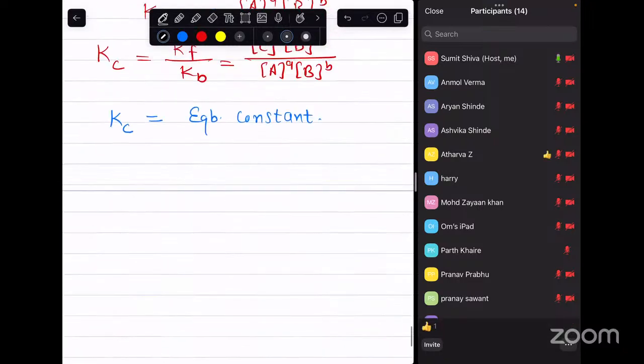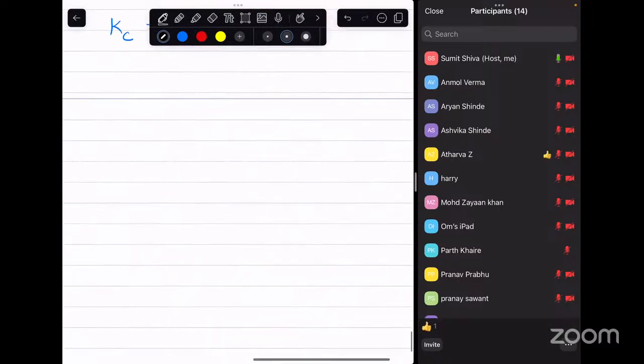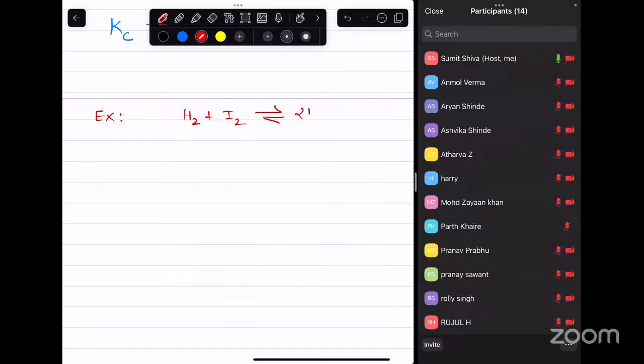Regarding Kc, we have some simple concepts which will be used in questions. Let me write it as an example. The question is, if we have a reaction H2 plus I2 which gives 2HI, what do you write for its Kc? Its Kc will be concentration of HI raised to power 2 divided by concentration of H2 and concentration of I2.